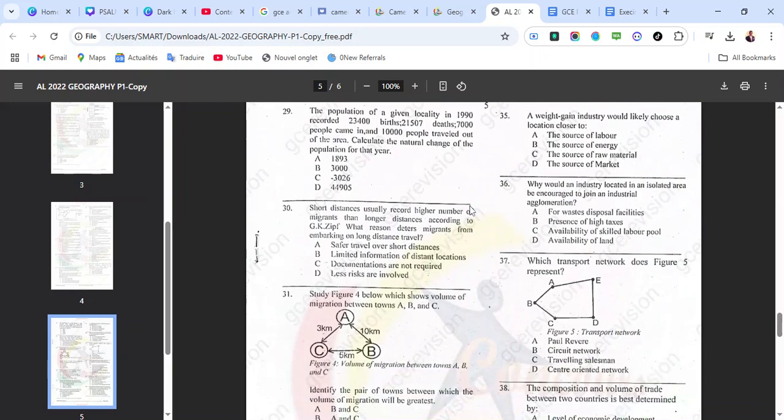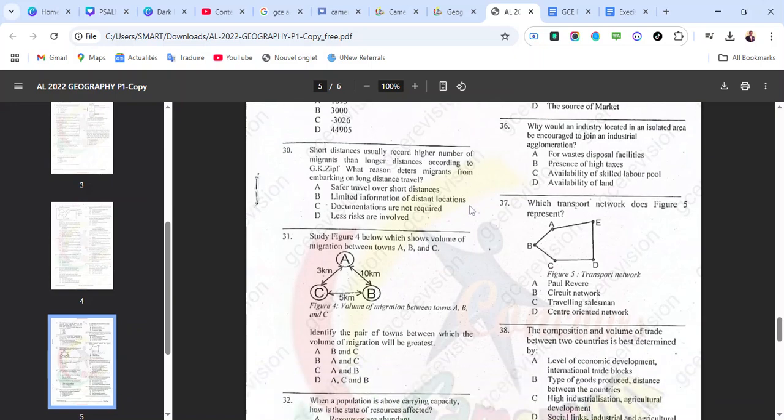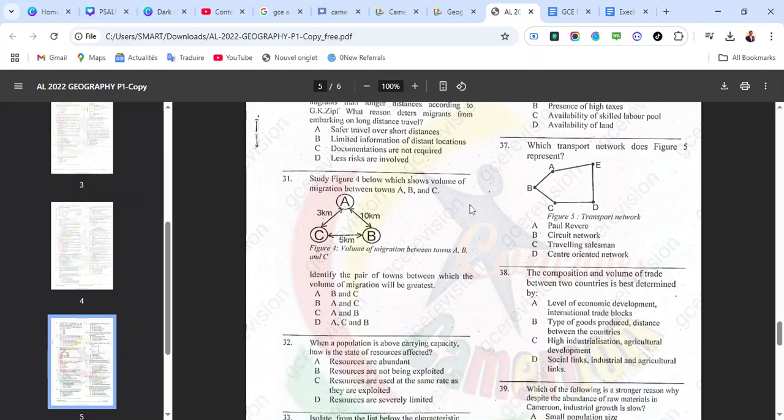Why would an industry located in an isolated area be encouraged to join an industrial agglomeration? Correct answer is C, availability of skilled labor pool. Which transport network does figure 5 represent? Correct answer is C, traveling salesman.